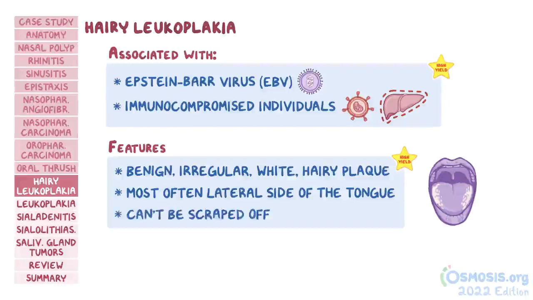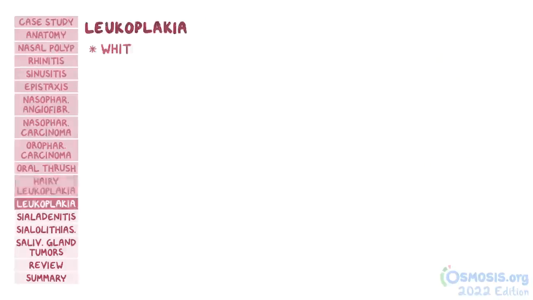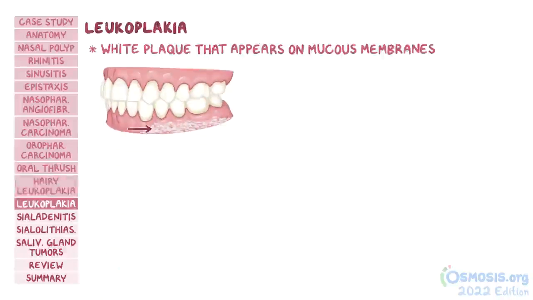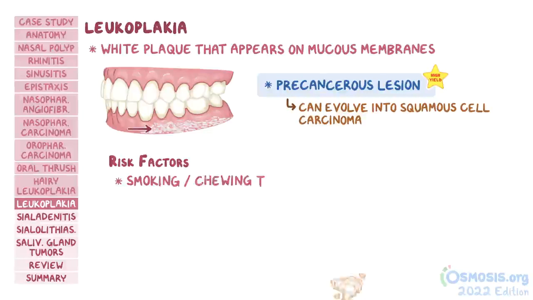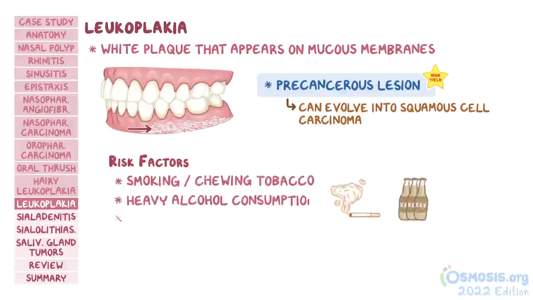And another similar oral lesion is leukoplakia, which is also a white plaque that appears on mucous membranes such as the mouth. What's really important to know is that unlike oral thrush and hairy leukoplakia, leukoplakia is a precancerous lesion and can evolve into squamous cell carcinoma. Risk factors for the development of oral leukoplakia include smoking or chewing tobacco, heavy alcohol consumption, and HIV infection.